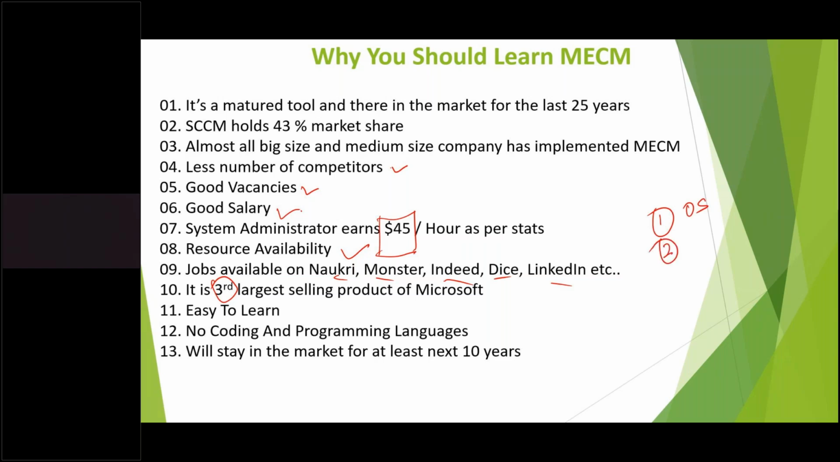Then they are selling Microsoft Office. The second selling product of Microsoft is Microsoft Office. The first one is operating system, and the third one is MECM. MECM is the third largest selling product of Microsoft.